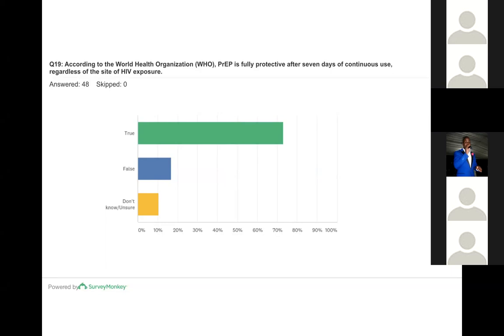But that said, in a lot of different situations, people might not have the luxury of having a 7-day course of PrEP available before potential exposure. So this is the best case scenario, but it's not that if they don't take it for 7 days, it will not work at all, because in one scenario, PrEP can also be used as PEP, which is post-exposure prophylaxis.